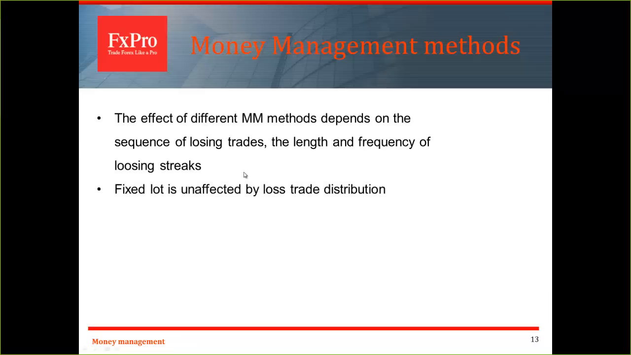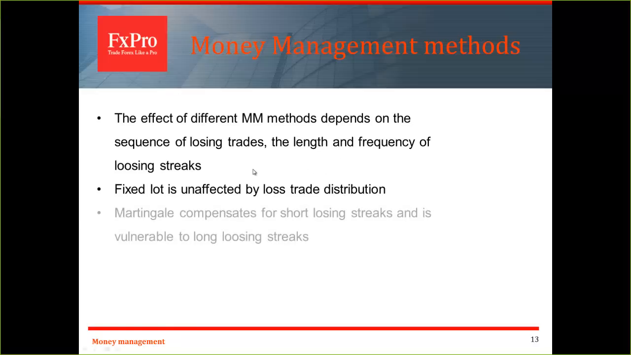So fixed lot is pretty much unaffected by the way losing trades are distributed. If you have more winning trades than you have losing trades, then you obviously make money with fixed lots, and it's as simple as that. The Martingale compensates for short-term losses. So if you have 2 losing trades in a row or 3 losing trades in a row, then Martingale will compensate for that, and will actually perform better than a fixed lot. But if you have a long losing streak like 10 trades, then it will destroy the account as a result.